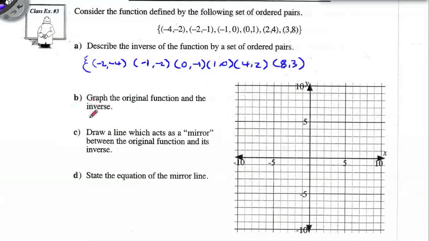Graph the original function and the inverse. So in other words, graph these points. So -4, -2 down here, -2, -1 would be here, -1, 0 would be here, and 0, 1 would be here, 2, 4 would be here, 3, 8 would be up here.